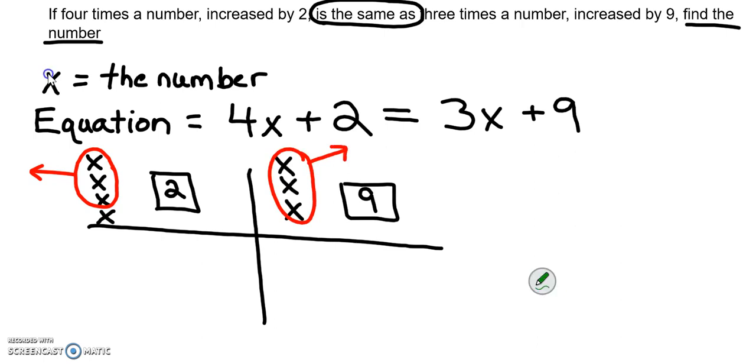Who sees another legal move? Yes. Take 2 cubes. Exactly. We can take the value of 2 off of each side. When I do that, 2 take away 2 is 0. So there's nothing left there. And 9 take away 2 gives me 7. So I now have a 7 number cube. So when we look at this problem, now what do we know that x equals? Yes. 7. X equals 7. Great job.